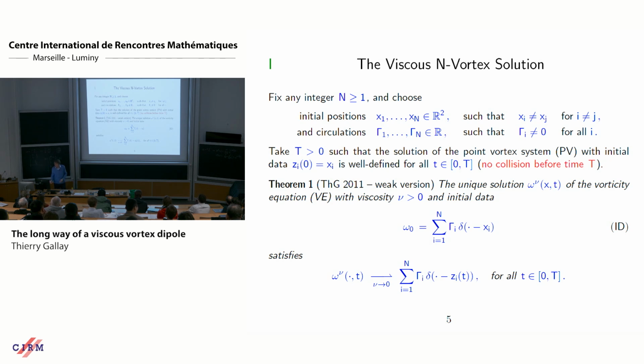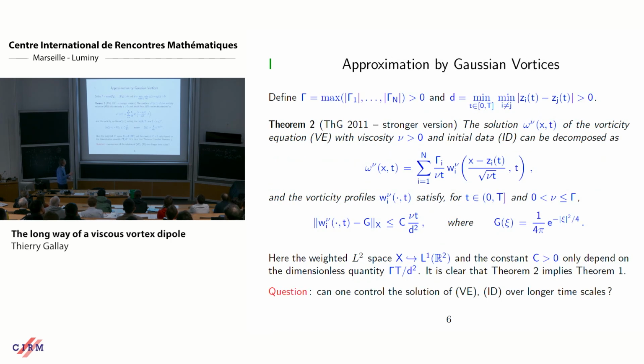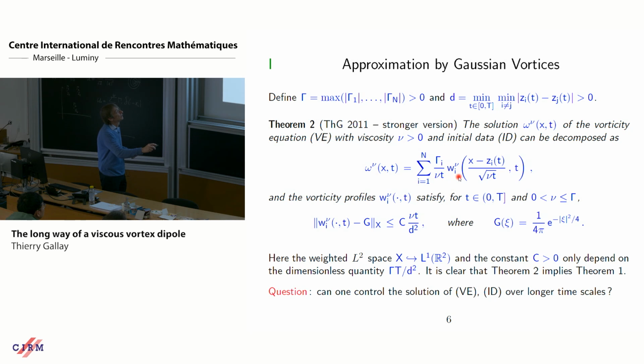Okay? So this is the improved formulation of the result, which is here. So the assumptions are the same. You solve the Navier-Stokes equation with point vortices as initial data. And the conclusion is much stronger. I claim that the solution at time t can be decomposed as a superposition of vortex blobs. And each of these vortex blobs is a self-similar solution, if you want. It depends on time. So this is a self-similar ansatz, gamma i over nu t, w i of x minus z i of t over square root of nu t.